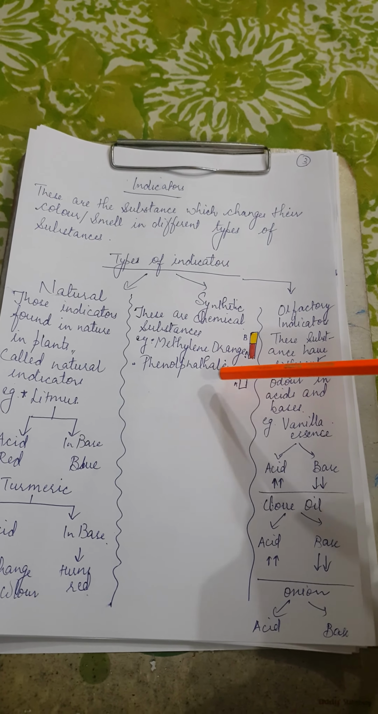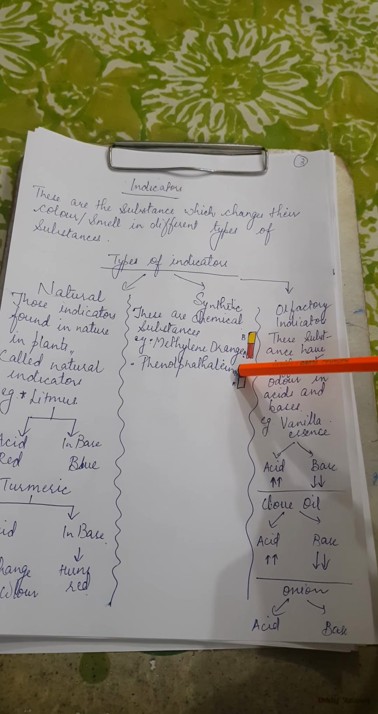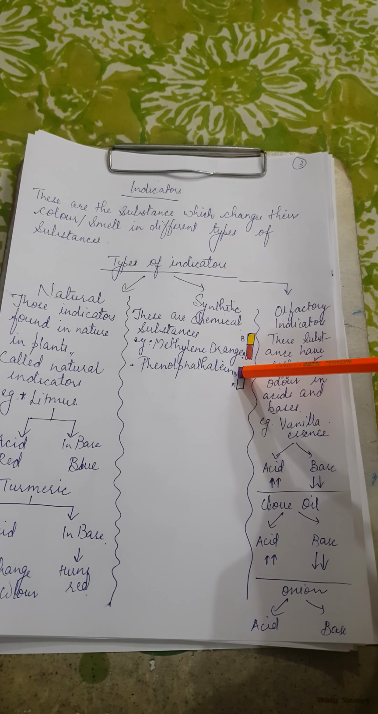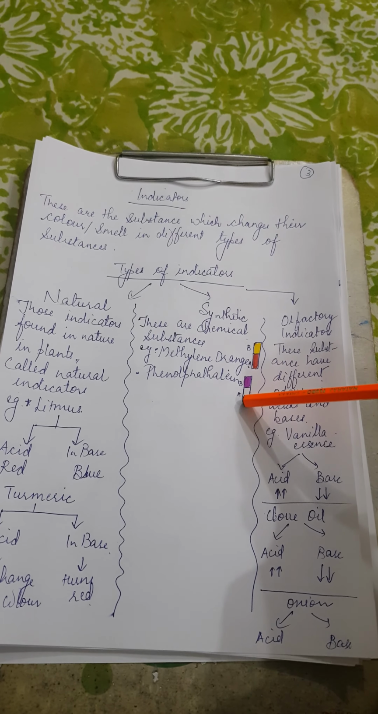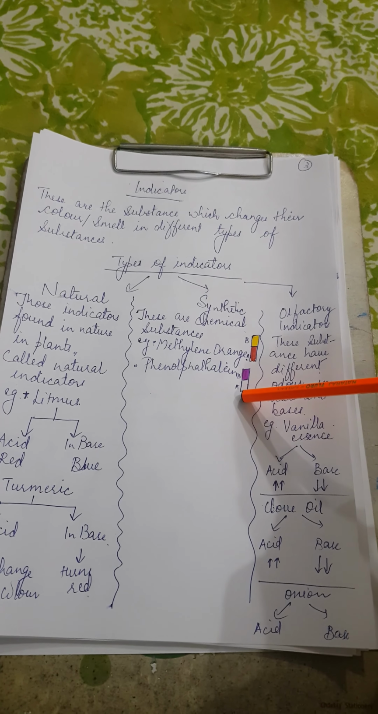Phenolphthalein turns pink in basic solution, B, that is for basic solution. So phenolphthalein turns pink in basic solution while it remains colorless in acidic solution.